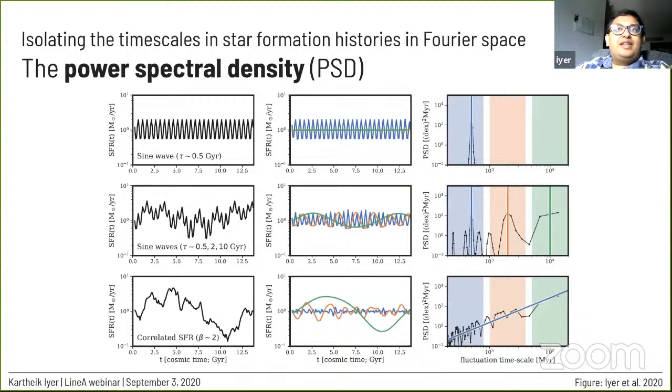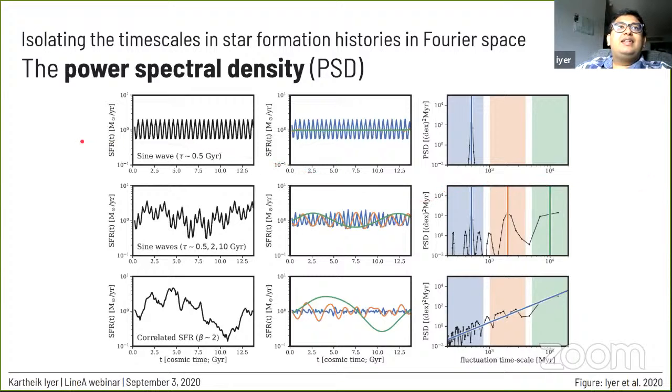But I'm going to be talking about a slightly different way of getting at timescales, and that's by using Fourier space. Since the timescale is correlated with frequency and Fourier space is built to handle problems involving frequencies, it's extremely well suited for this kind of analysis.